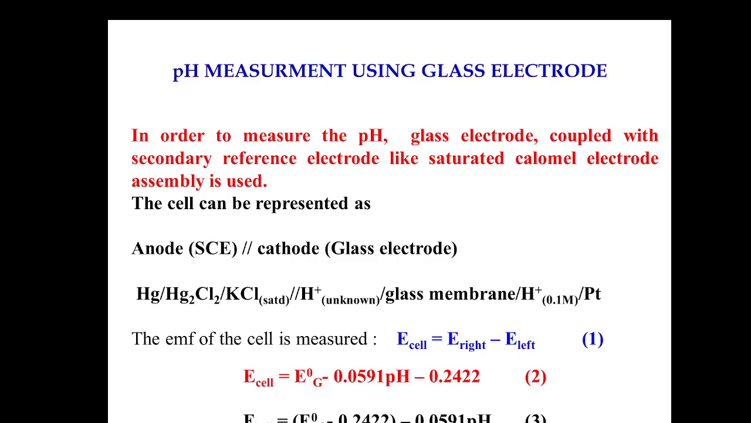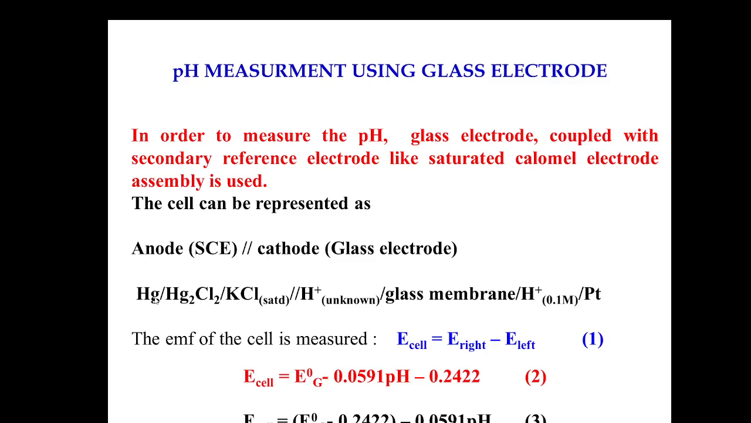Measurement of pH using glass electrode. In order to measure the pH using a glass electrode, the glass electrode is to be coupled with a saturated calomel electrode. When the glass electrode is coupled with a saturated calomel electrode, the glass electrode will act as the cathode because its electrode potential is higher than that of the saturated calomel electrode. So the cell representation will be calomel on the left side and the glass electrode on the right side.